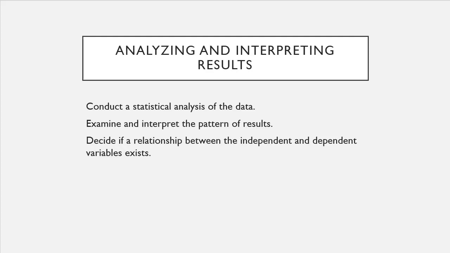After we've gotten our results, we can conduct a statistical analysis of the data, we can examine and interpret the pattern of results, and we can determine if there is a relationship between the independent and dependent variable. So that's the last step in doing research. So after we've done all of our legwork to set up the research, we conduct our study, we test our independent and dependent variables, and then we analyze the results as much as we can using the method that we've selected. And we're talking about experimental design, so we're probably going to use statistical analysis of the data.